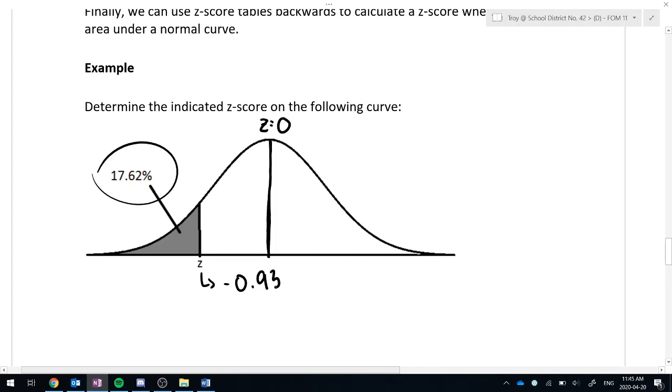If 17.62% of the data lies to the left of that z-score, we know that z-score has to be negative 0.93. We know that whatever data point that is, it is going to be negative 0.93 standard deviations to the left of the mean. Okay, we're just going backwards now. That's it.